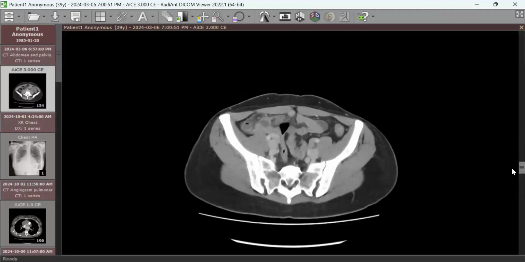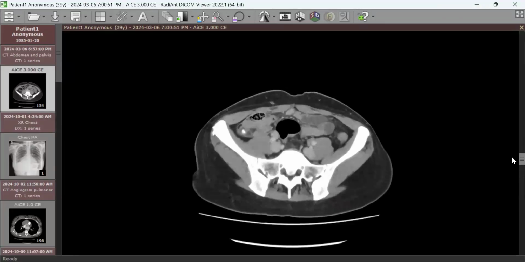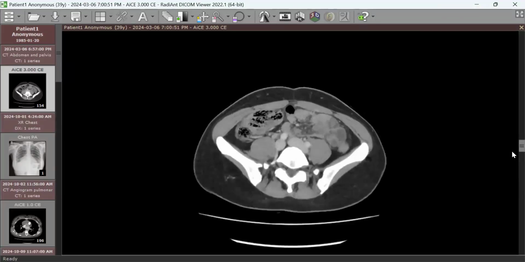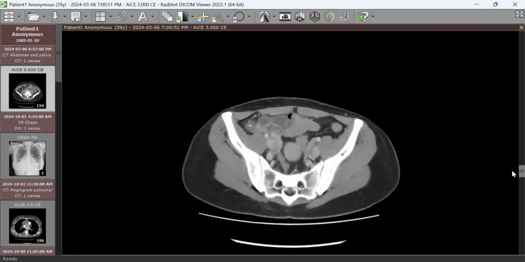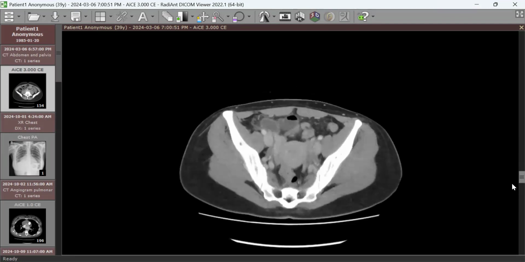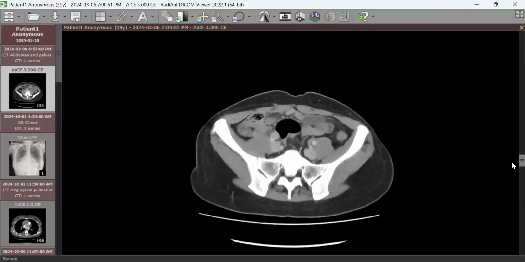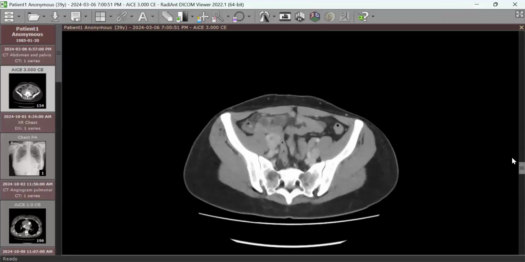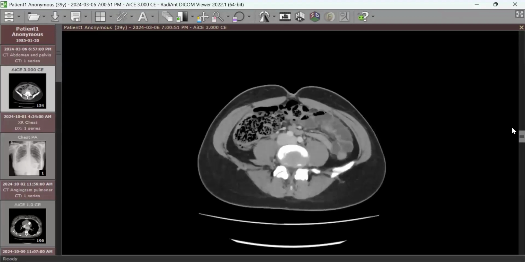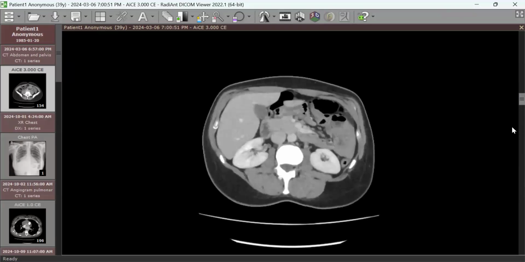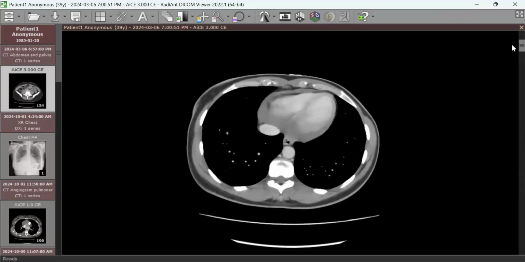Yes, I can see fat stranding in the area. Yes, signs of inflammation: dilated, enhancing wall, surrounding fat stranding, appendicolith. So it's a classic case of acute appendicitis with no perforation, no rupture. So the patient had acute appendicitis back then, and at the most superior image, you see this.